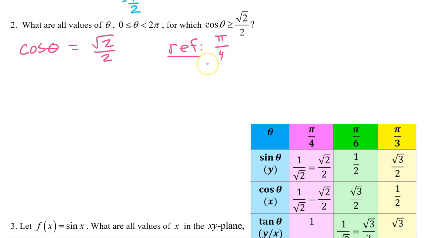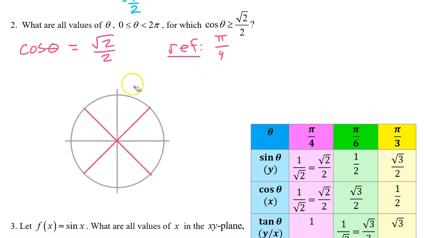On the interval from 0 to 2 pi, here are the 4 angles with a reference angle of pi over 4. Since we want cosine to equal positive radical 2 over 2, we will stick to quadrants 1 and quadrants 4, where the x value and thus cosine are positive.